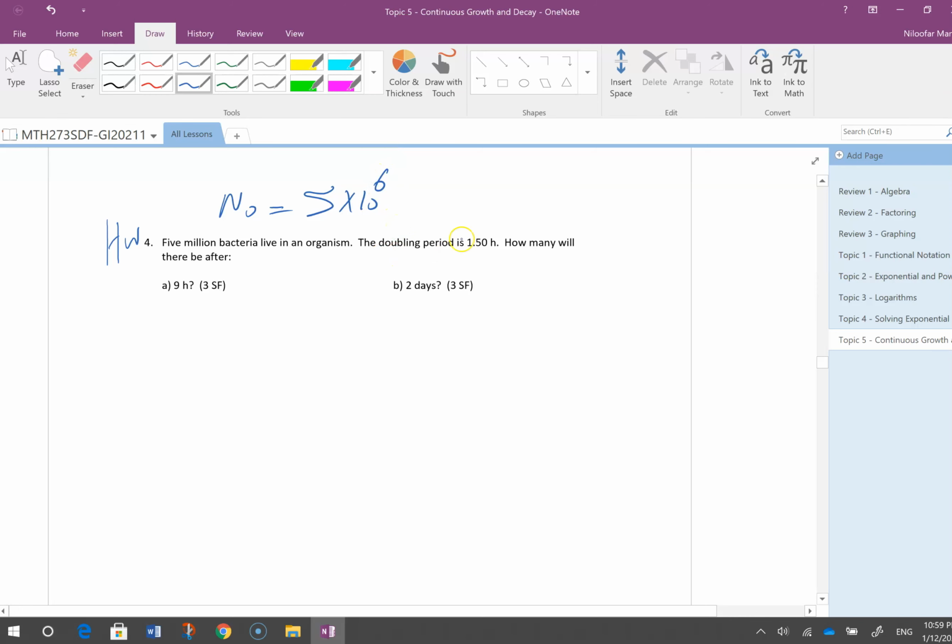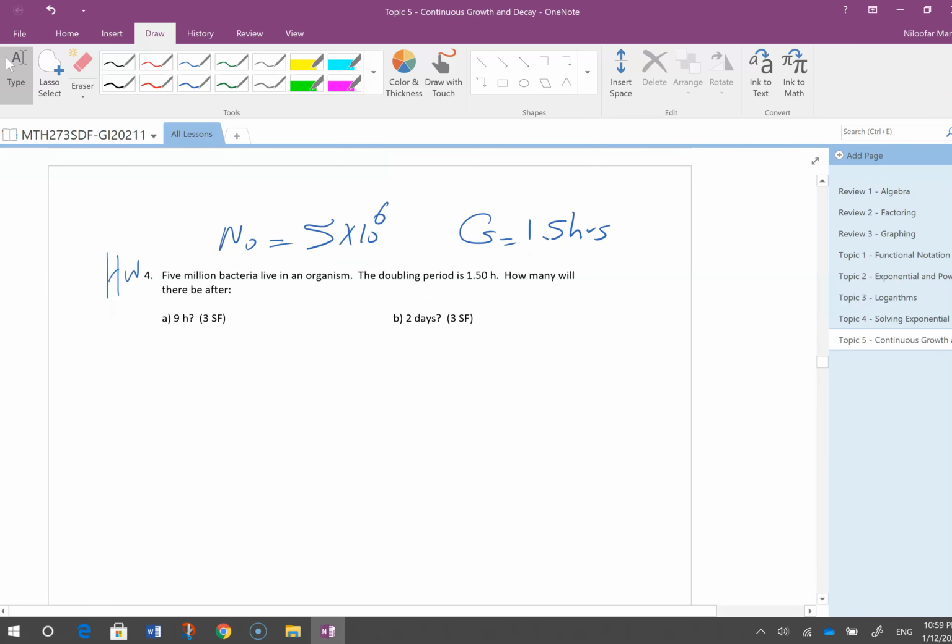Okay, so the doubling period G is 1.5 hours. I just use the formula. Here the formula is 5 times 10 power 6 times 2 power 9, where 9 I use red, divided by 1.5 hours. Okay, this is the answer. Just find the answer.